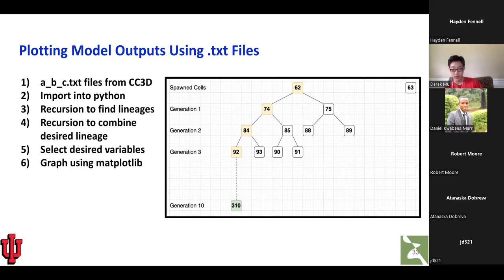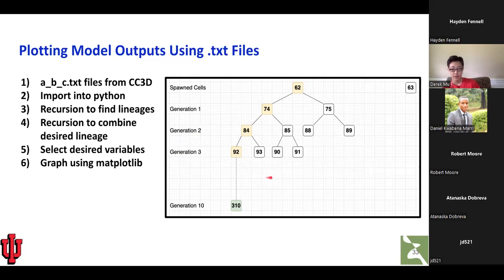Next, we selected one lineage, and we repurposed the recursive function to combine all the files of the lineage into one, which had data from 0 MCS all the way to the end of the simulation. And finally, we selected the desired variables that we wanted to plot, and we graphed them using matplotlib.